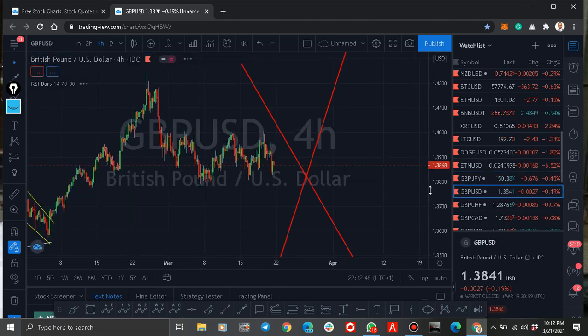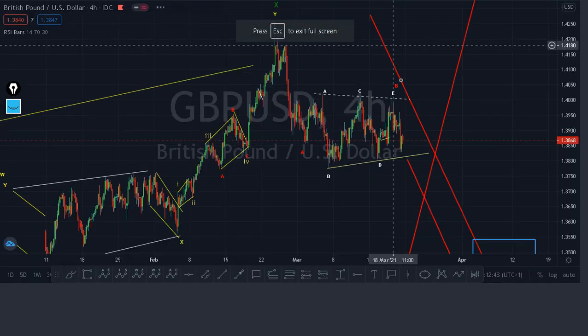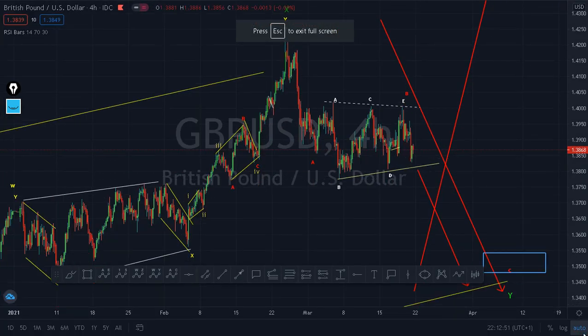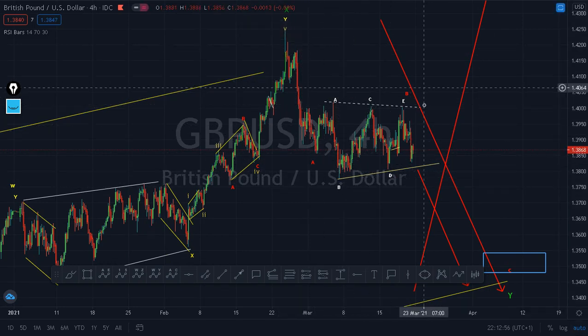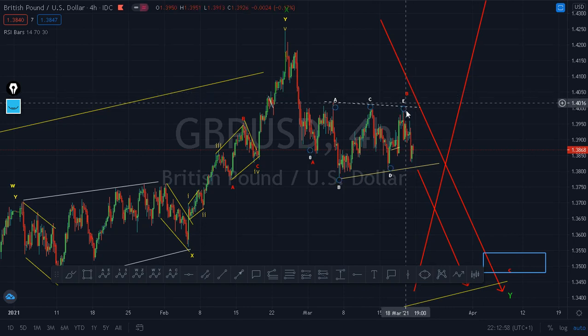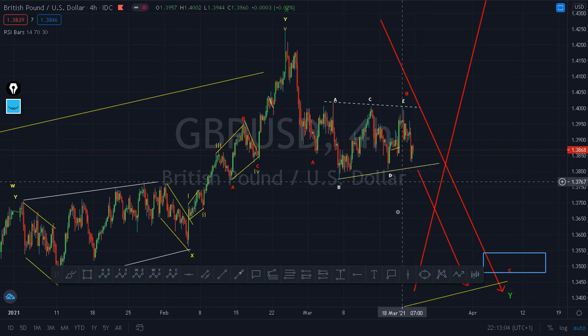Pounds USD. We see another triangle in pounds USD. This is A, B, C, D, E. Okay, so I have only one bias, that this market will close below here. Now this is what I plan to trade.